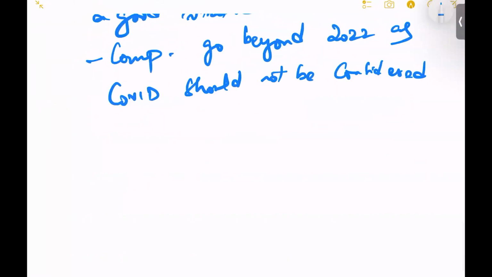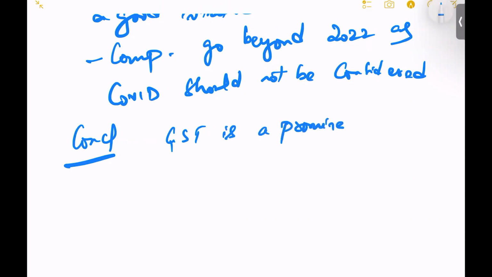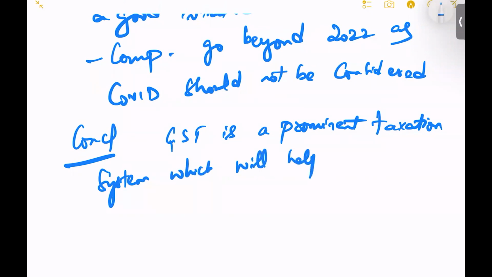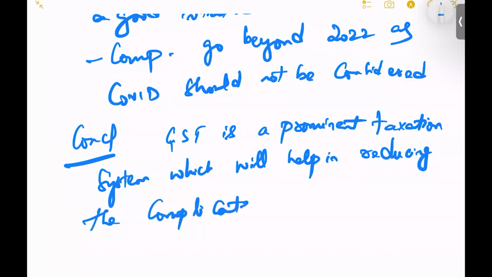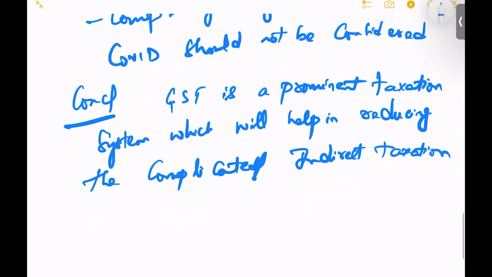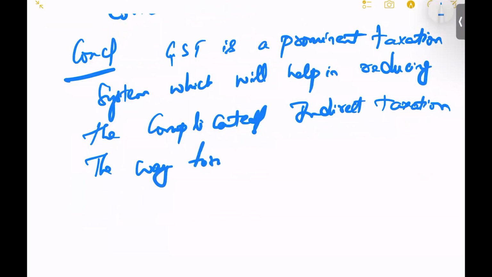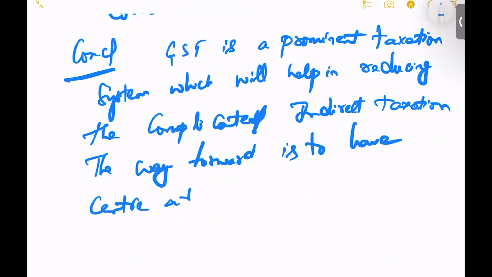So all these are important solutions, and then the conclusion can be: GST is a prominent taxation system which will help in reducing the complicated and complex indirect taxation. The way forward is to have center and state synergy. Is it clear?